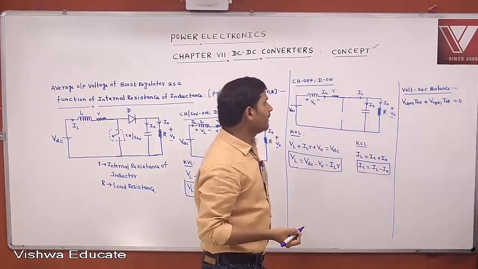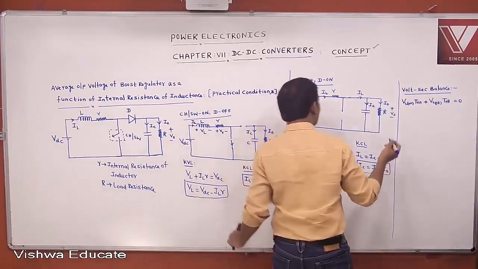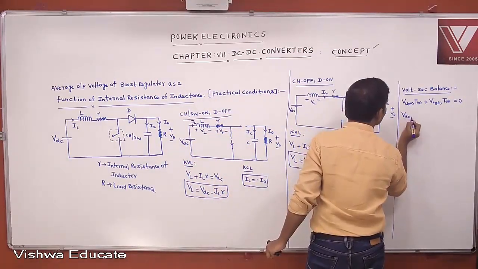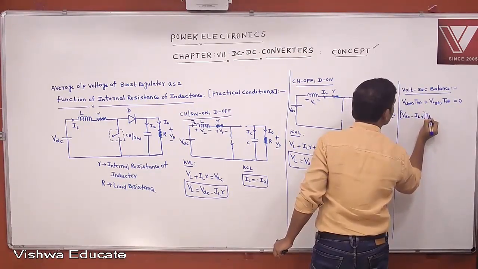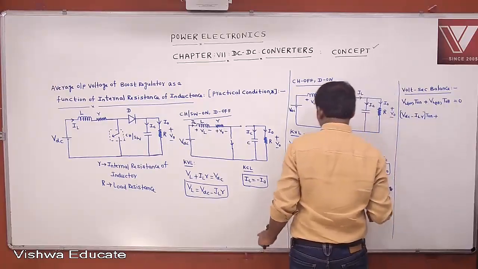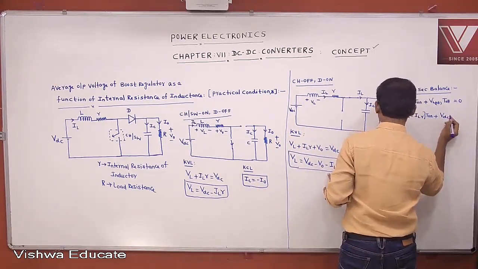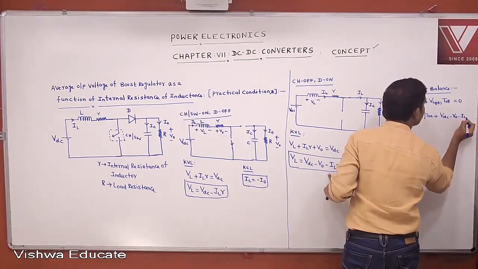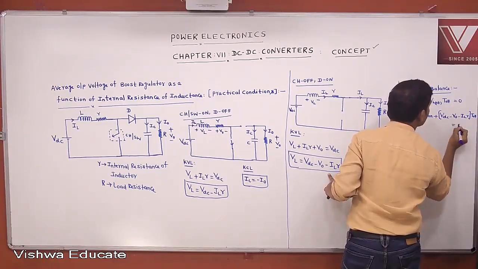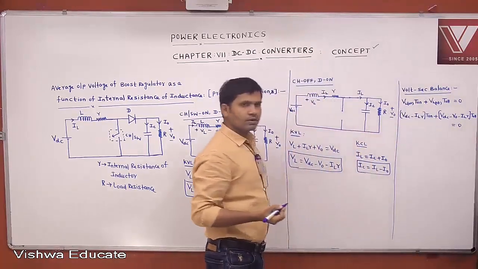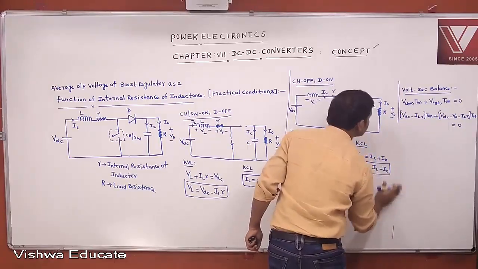Is correct? Yeah. What is voltage across the inductor during on state? This one: VDC minus IL into R into T on, plus what is the voltage across the inductor in off state? VDC minus V naught minus IL into R into T off is equal to 0. Then you simplify this one. What do you get?